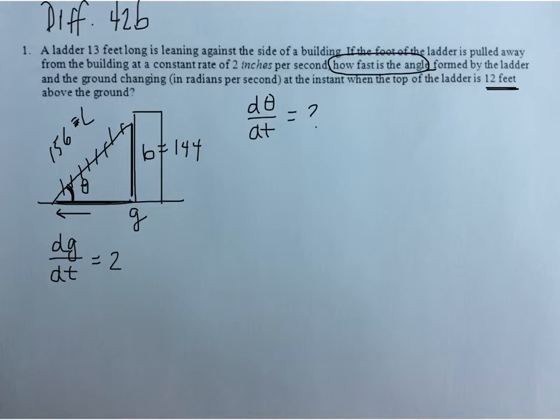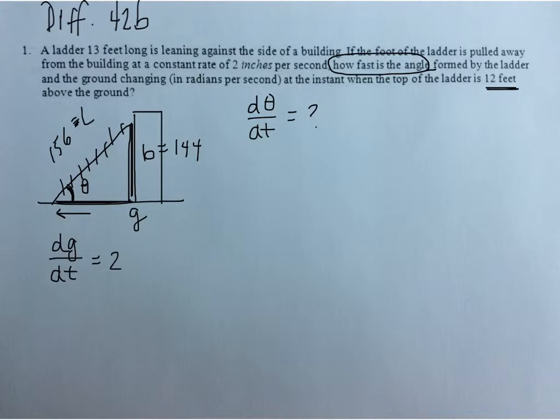So I've identified some things that I know. I know that the ladder is 156 and that's constant. I know I'm looking at when the building is exactly 144, but the building is not constant, because this height is changing. I'm calling the bottom the ground, and I know that dg dt is 2, and we're working all in inches here. So let's see, I've created a diagram. I've listed some of the facts that I know. I may need to find more facts before I can figure out exactly what's going on here.